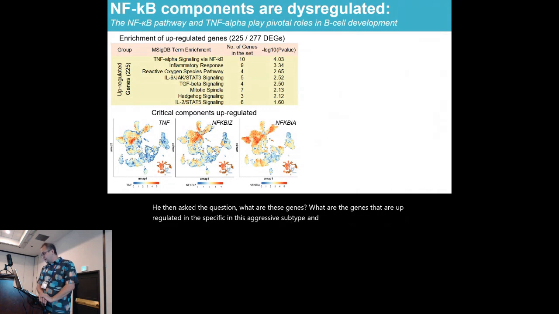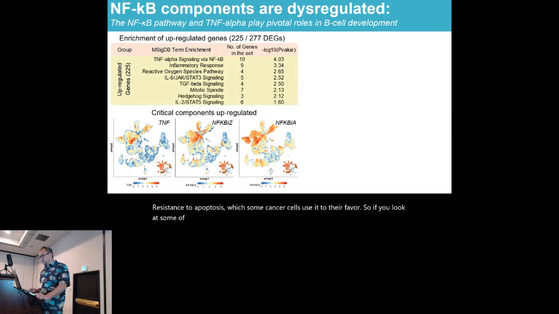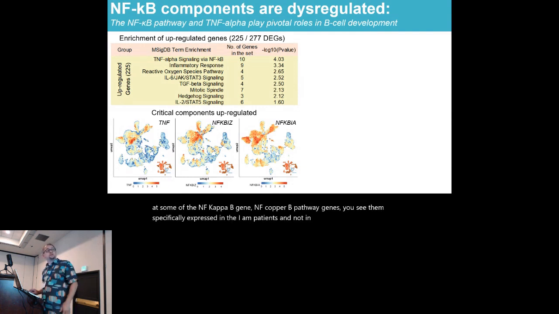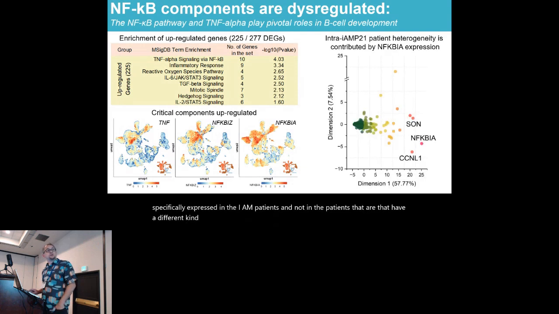And then something that came up again and again was NF-kappa B signaling. So if you don't know much about the NF-kappa B pathway, it's one of the most central pathways to inflammation, cancer, autoimmunity. On the one hand, it coordinates response to viral infections. On the other hand, it does give resistance to apoptosis, which some cancer cells use to their favor. So if you look at some of the NF-kappa B pathway genes, you see them specifically expressed in the iAMP patients and not in the patients that have a different kind of leukemia.